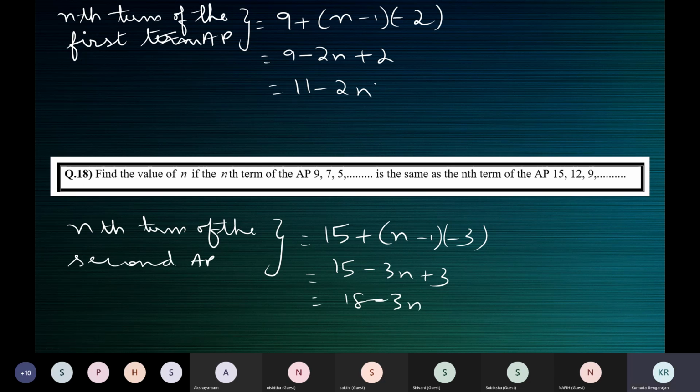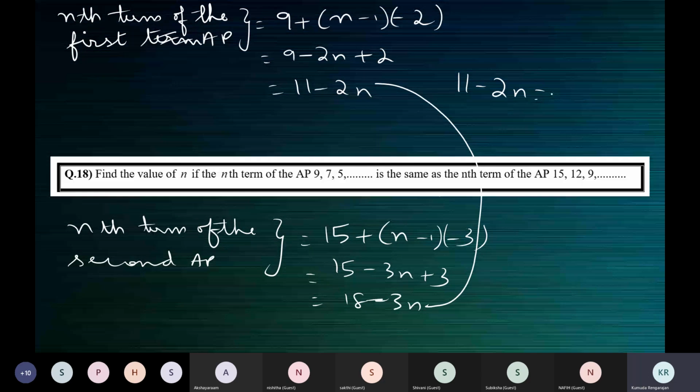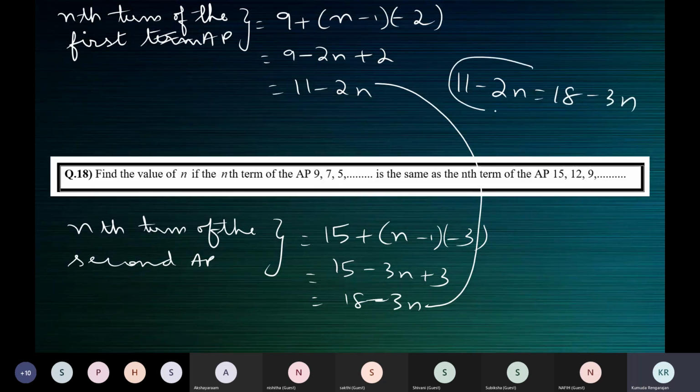These two are the same. The nth terms are the same. 11 minus 2n is equal to 18 minus 3n, and that's what is given. The nth term of the first AP is the same as the nth term of the second AP. Both are equal. On solving this, you will get the value of n is 7.